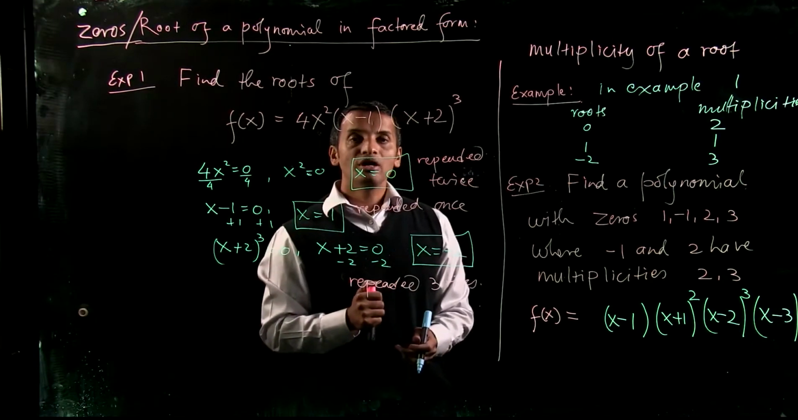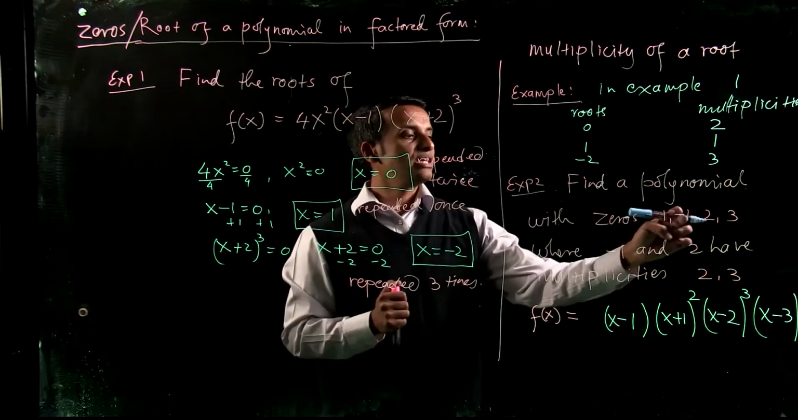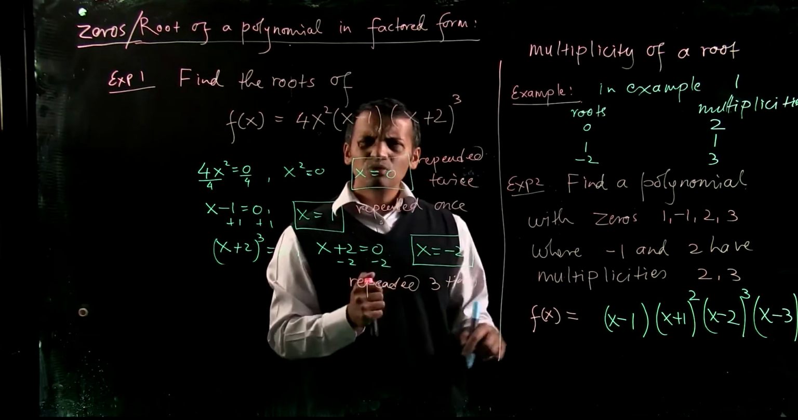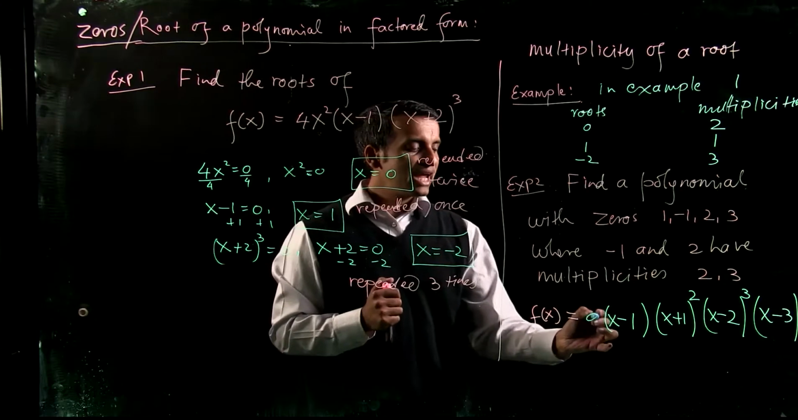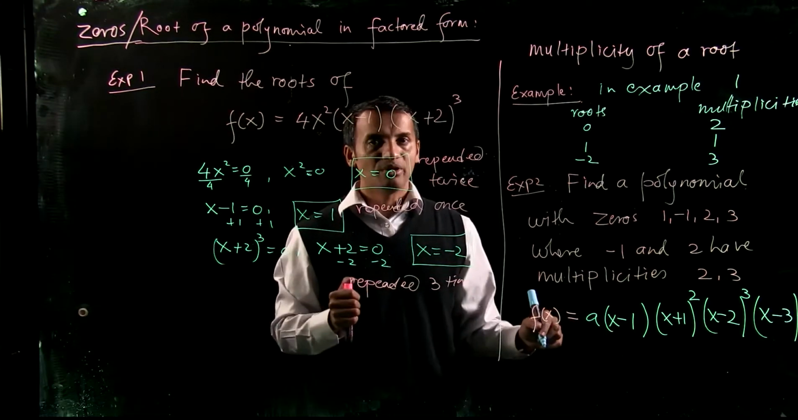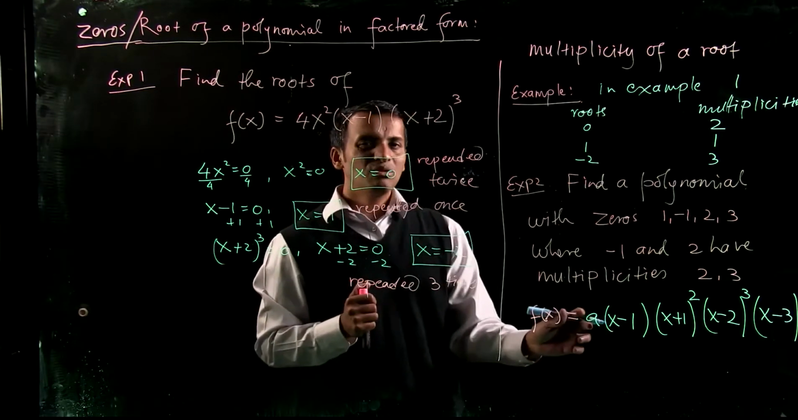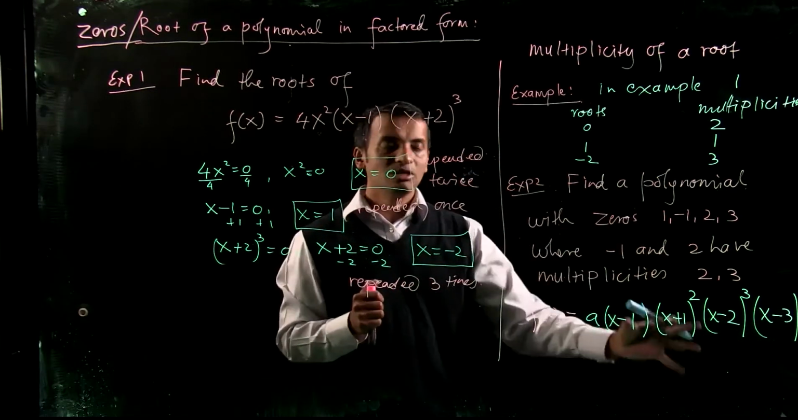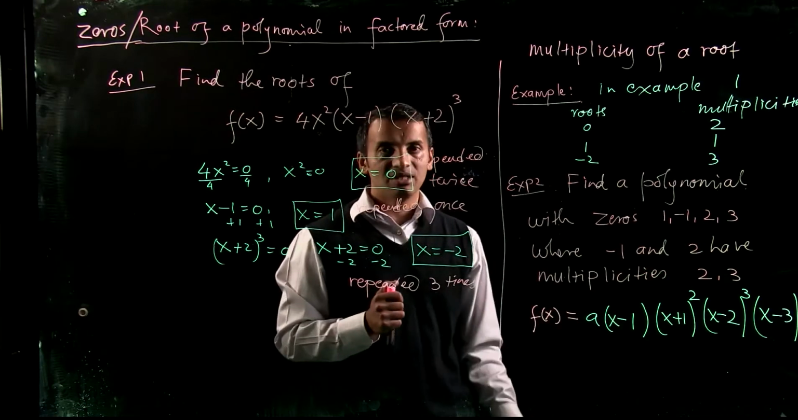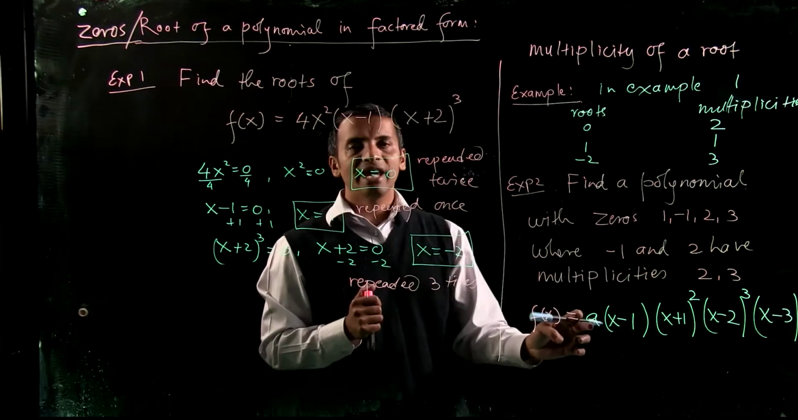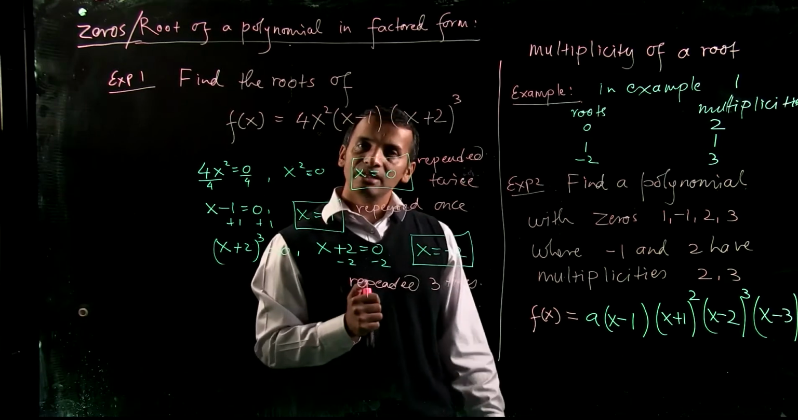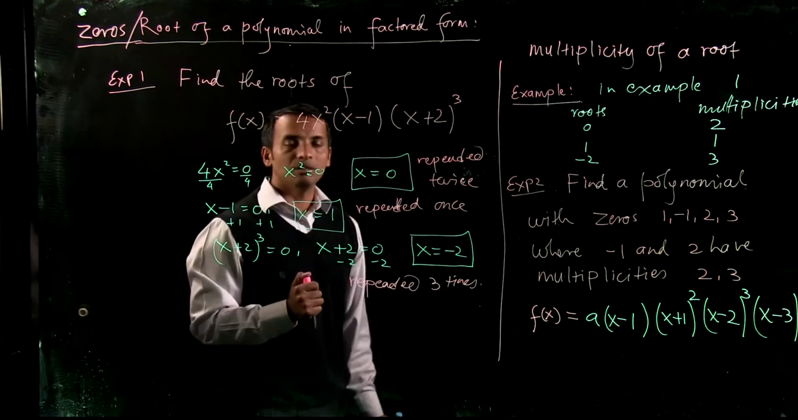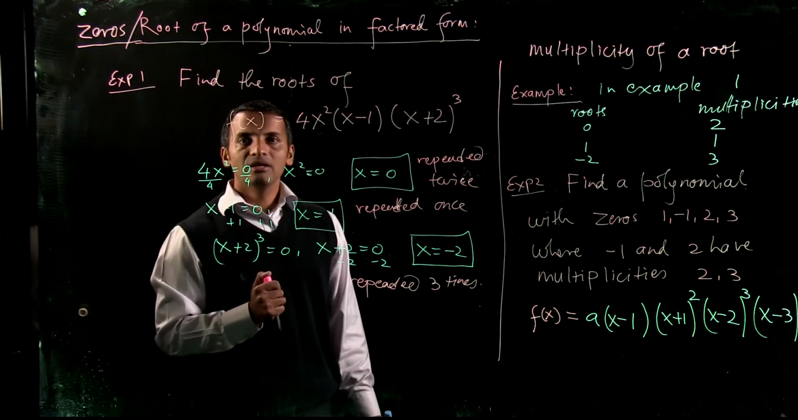That is a polynomial function with the roots 1, negative 1, 2, and 3, where negative 1 and 2 have multiplicity 2 and 3. But usually you write an a at the front. a is just a number. Whenever you choose a equal to 1, 2, 3, 4, or 5, this polynomial function satisfies these roots and these multiplicities. So usually you write a as the leading coefficient in the polynomial function. All right, thank you guys.